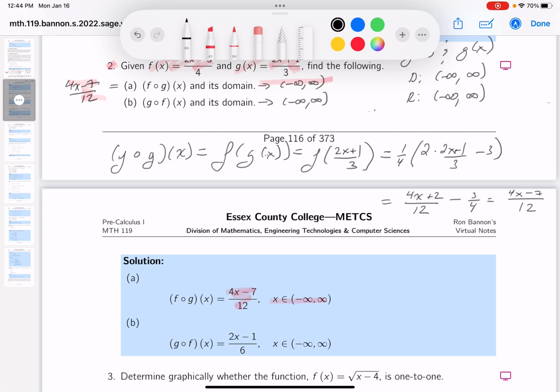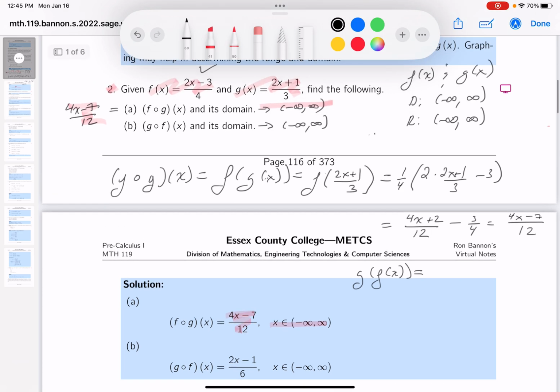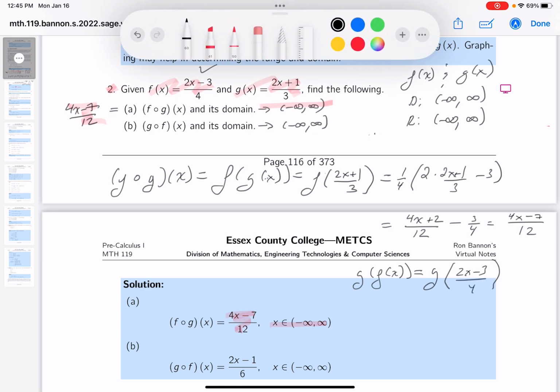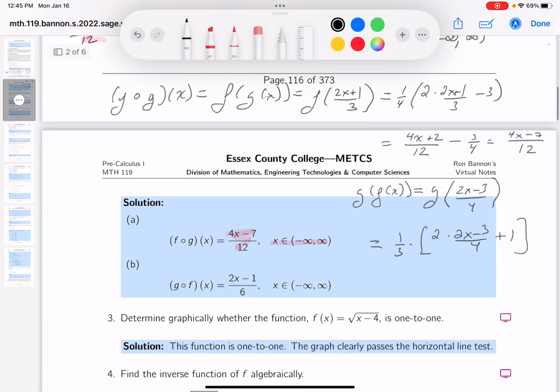It's g of f. Let's write that down. G of f. And you'll develop more confidence over time by doing things. What's f? Well, let's write it down. It's going to be g of f, which is 2x minus 3 over 4. What does g do to the argument? Well, it's 1/3. And then it's going to be twice the argument. I'll write that down for you. Plus 1. All right, got to do that, and then we'll check the key.